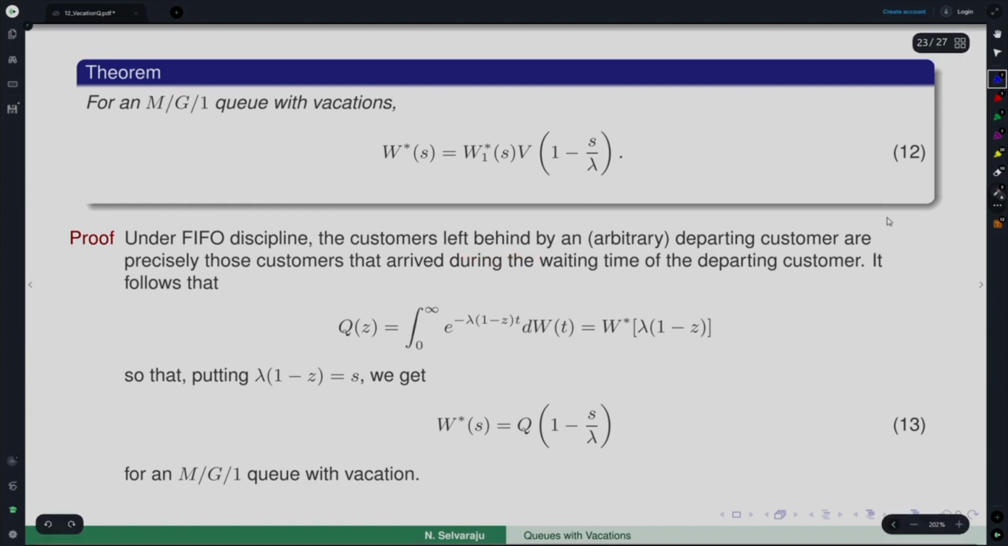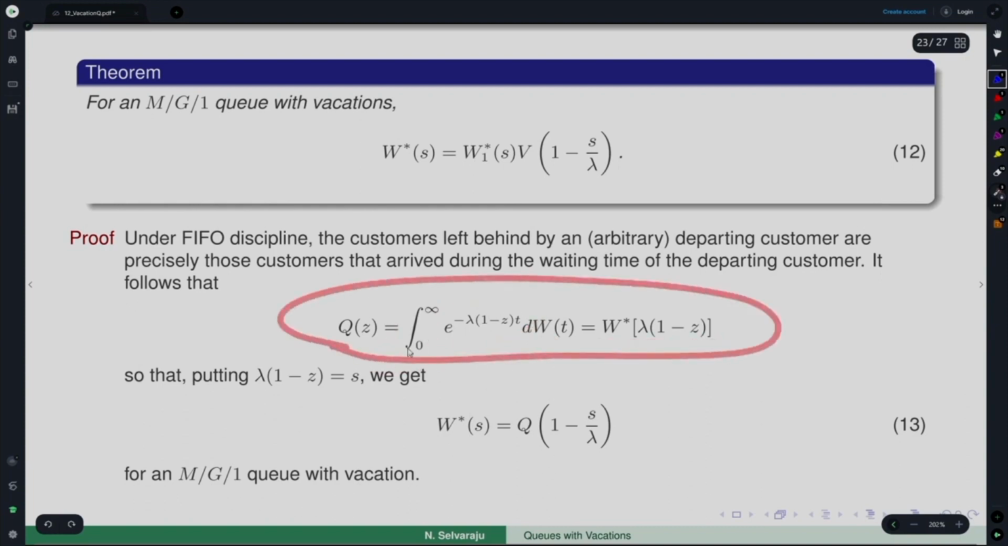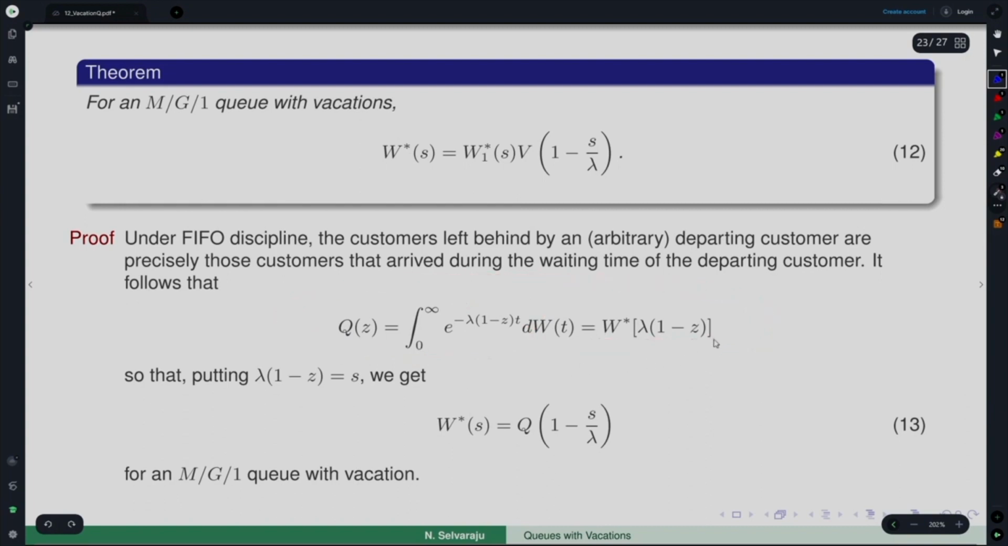One can quickly see that under FIFO discipline, the customers left behind by an arbitrary departing customer are precisely those customers that arrived during its waiting time, the usual argument that we are making. So Q of Z is the sum over all possible numbers that arrived during its waiting time. So you will get this expression, which we obtained earlier. There is nothing peculiar or specific about this. Q of Z is W star of lambda times 1 minus Z.